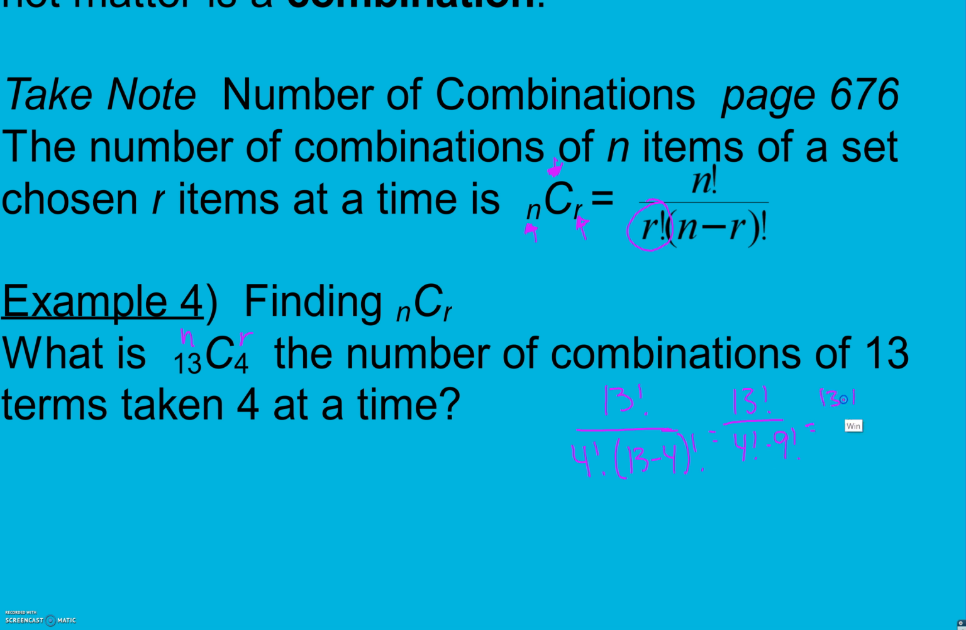13 times 12 times 11 times 10 times 9 factorial. Okay, that'll let me simplify my 9 factorial here. I'm also going to write out my 4 factorial. 4 times 3 times 2 times 1. Because 4 times 3 is 12, and 2 goes into 10 5 times. So all I really have here is 13 times 11 times 5.